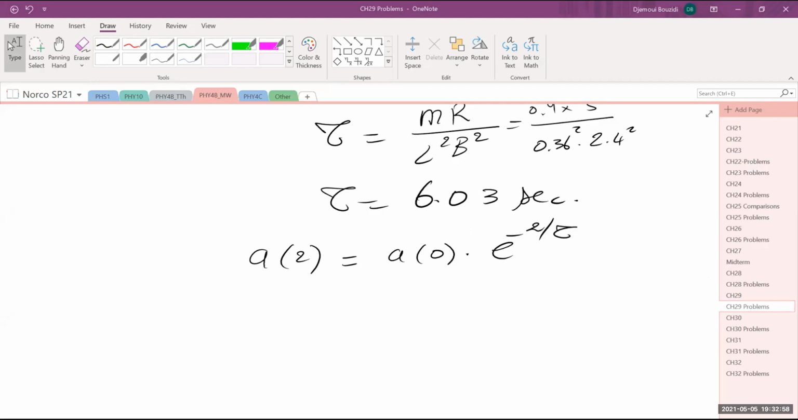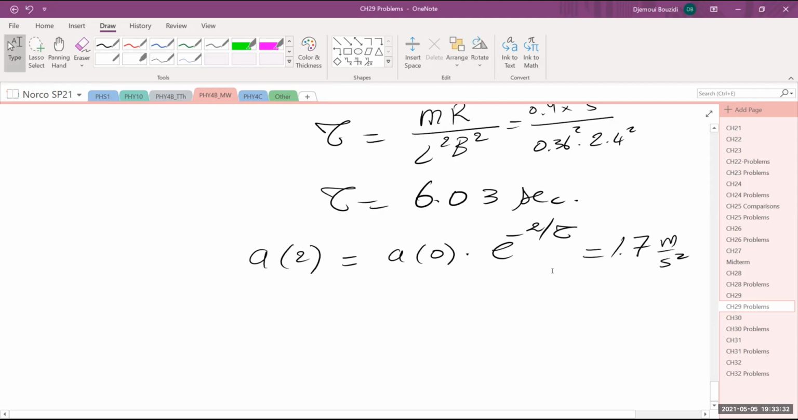So we have a naught, which is 2.3, times e to the power, open parentheses, minus 2 over, I'm going to use the exact value, okay? I just borrowed it from the previous expression. So it gave me a value of 1.65, or 1.7 actually, let me round it up. Meter per second per second.